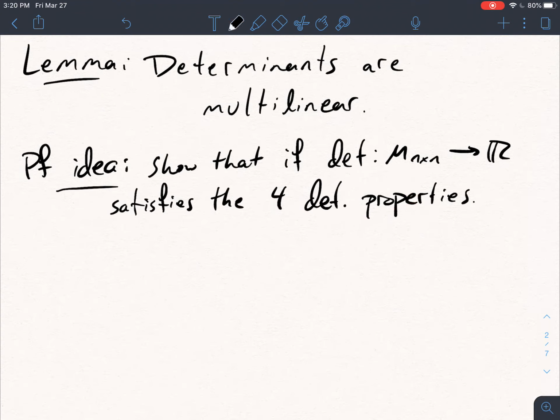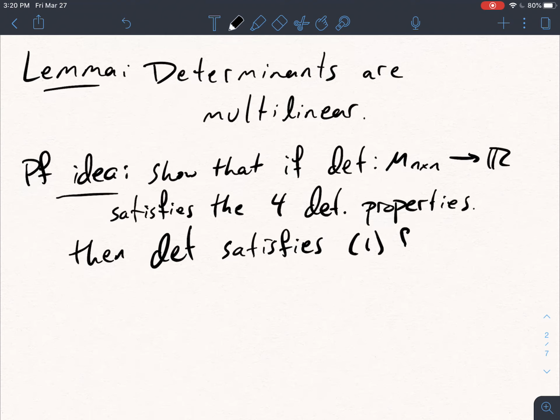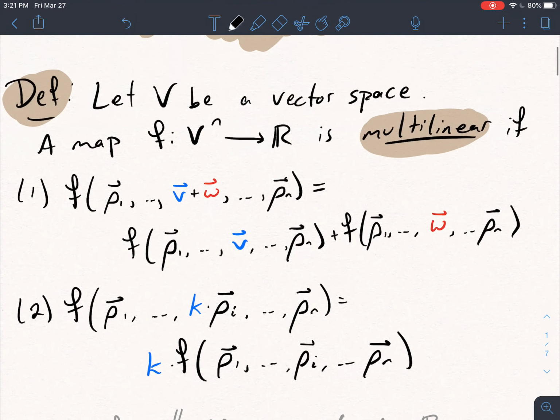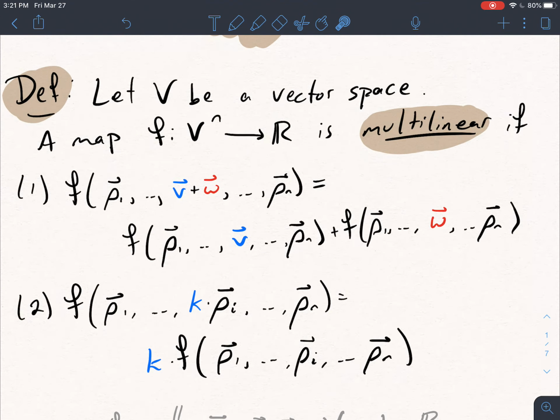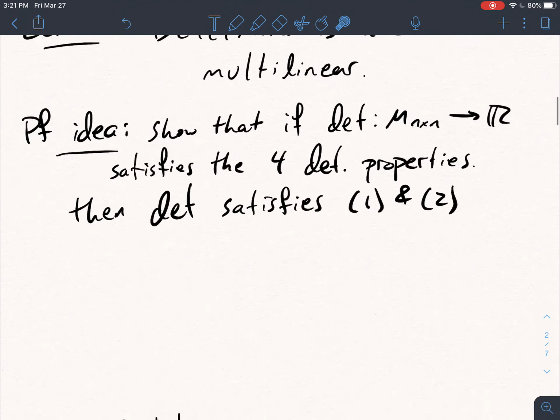The idea for this proof is that if we have those four properties to work with, then the determinant function satisfies properties 1 and 2 in our definition of a multilinear function. So we have to show that it satisfies this property and this property. Property 2 is one we already have: think of this as our original matrix, and if I multiply some row by k, then the determinant of the new matrix is k times the determinant of the previous matrix. So f is like the determinant function.